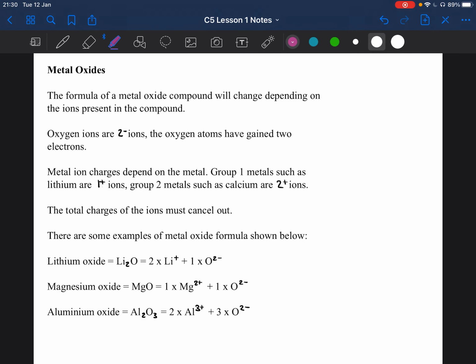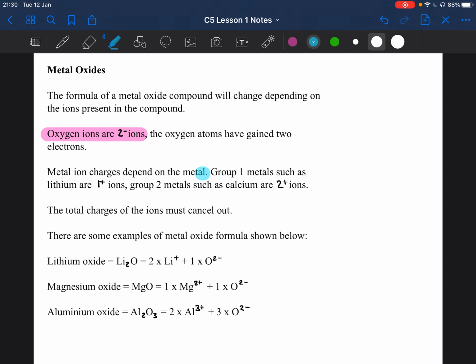So the first thing I'm going to go through is the charge on an oxygen ion. Oxygen ions are always -2. They have gained 2 electrons. That never changes. So you can learn that and just remember it for the exams and use it in the questions that you're asked.